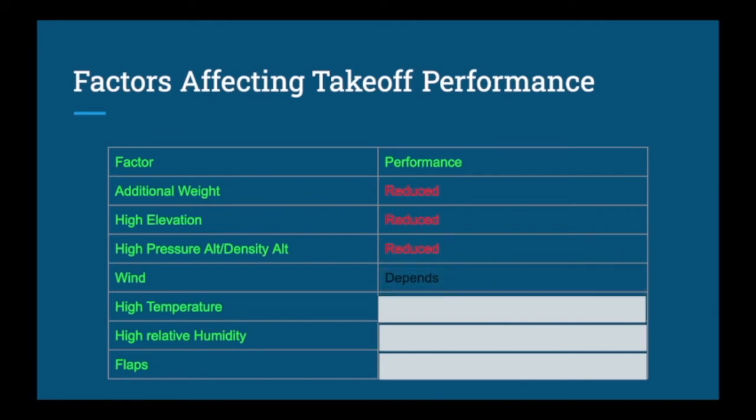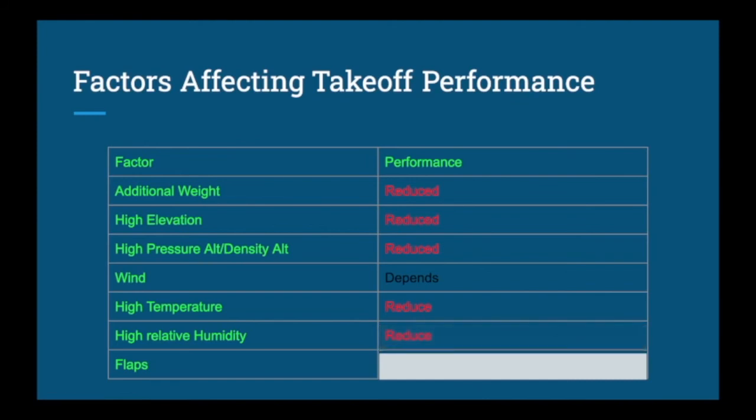The wind is going to depend. If it's a headwind, it's going to be increased performance. If it's a tailwind, it's going to be decreased performance. So this is why we always take off with a headwind. A higher temperature is going to be reduced performance because warmer air is less dense, less lift, longer takeoff. High relative humidity, exact same thing, is going to be less dense air, less lift.